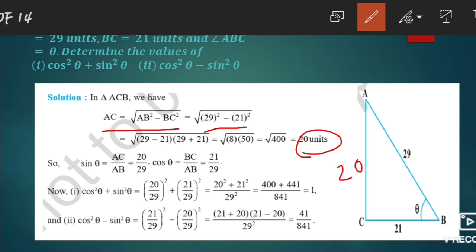So first of all, I have to find sin theta. Sin theta was perpendicular by hypotenuse or opposite side by hypotenuse. So it will be 20 by 29. And cos theta was adjacent by hypotenuse. That's why BC by AB, so 21 by 29. Now you have to find cos square theta plus sin square theta. Put the value in place of cos square theta and sin square theta. You will get the value as 1. Similarly, if you put the value in cos square theta minus sin square theta, it will be 41 by 841. In this way we have to solve this one.